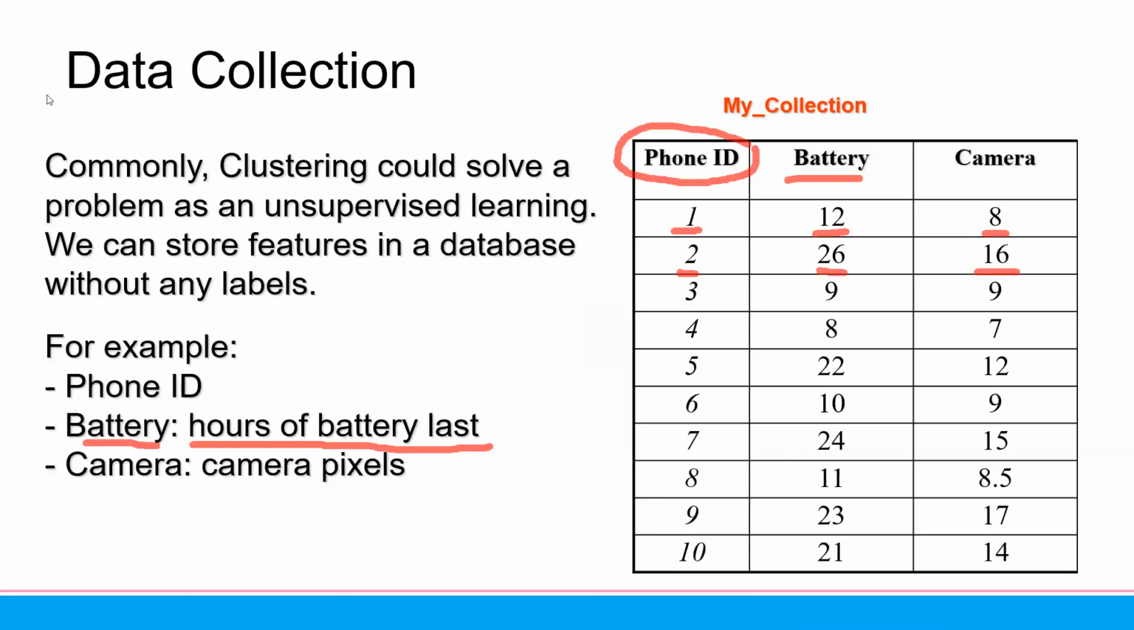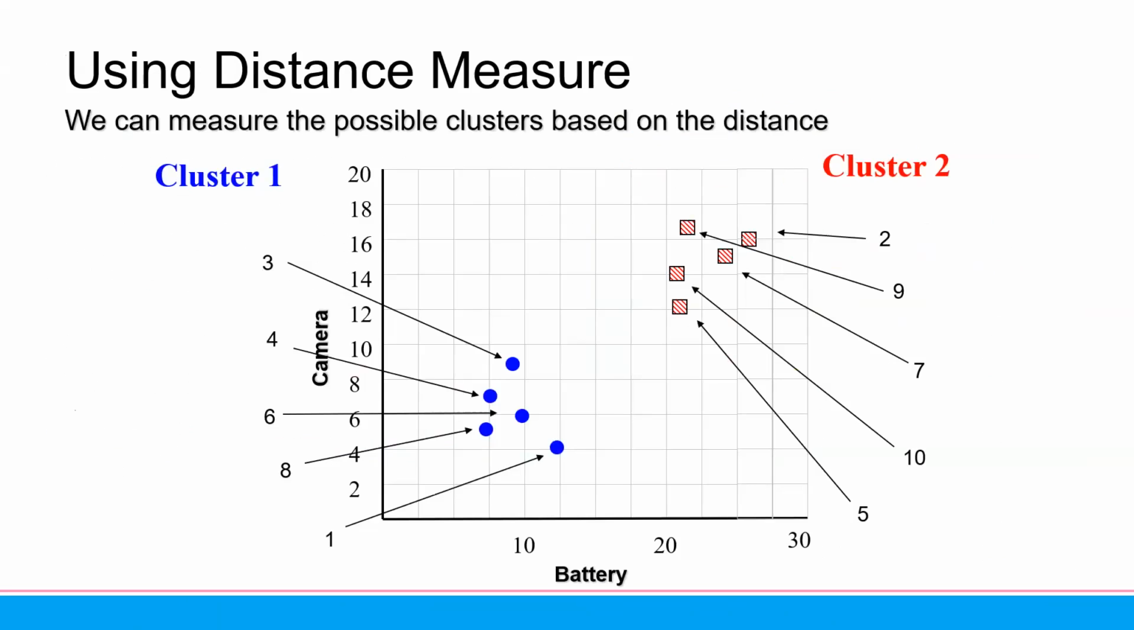So the simple way to make this distinction is to see the distance. By plotting like this, I can plot based on the battery and based on the camera pixel. Then I can see that this is phone number 1, this is phone number 8, this is phone number 6, this is phone number 4, this is phone number 3, and then this is phone number 2, this is phone number 9, this is phone number 7, this is phone number 10, and this is phone number 5.